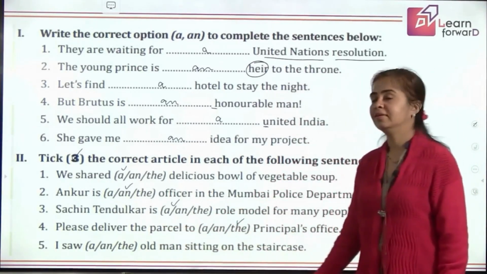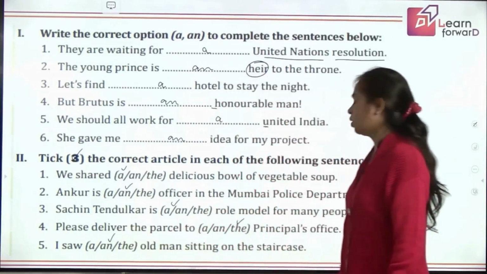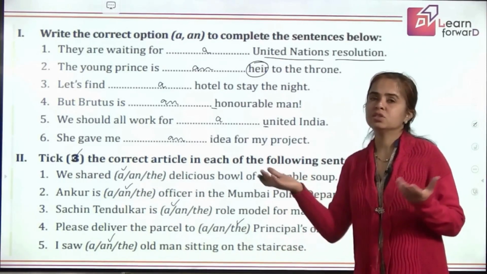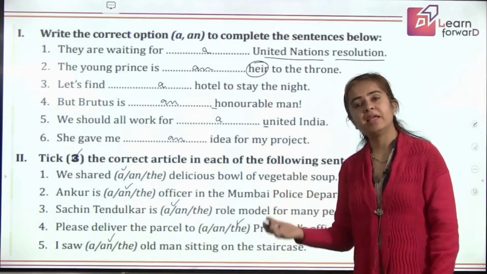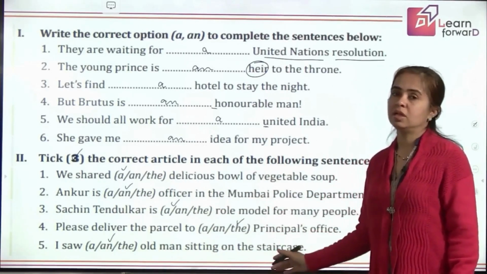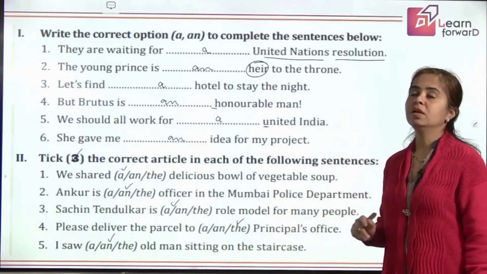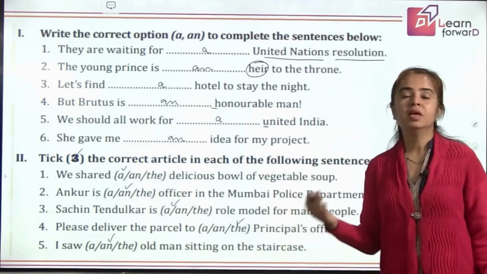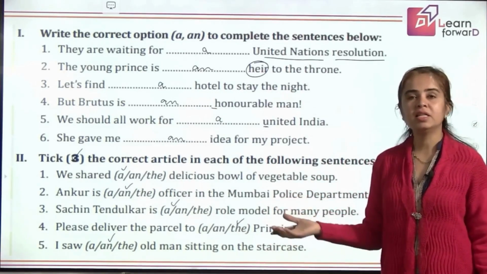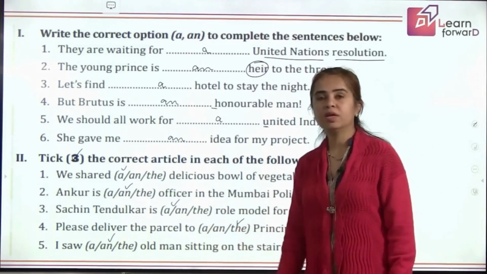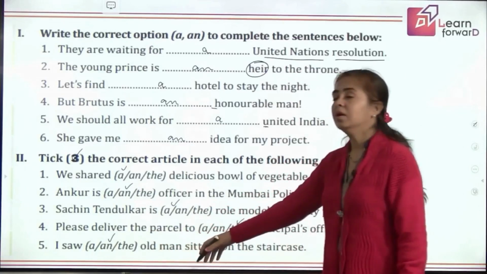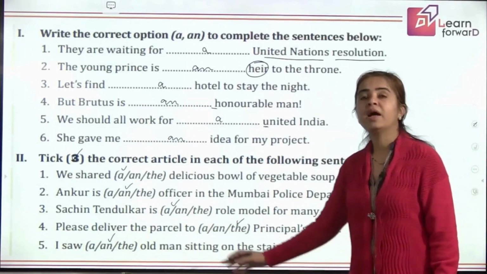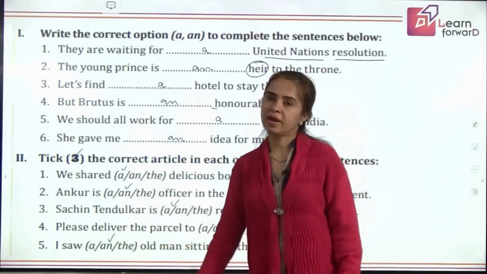I saw an old man sitting on the staircase. We are not referring to anyone in particular, we are just telling that I saw an old man sitting on the staircase. So it can be any old man. When you repeat something about the same old man, then you will use the word "the". You can say the old man was reading the newspaper. The old man was waiting for his son. Anything, but not in the first go. Okay? But if I say, I saw an old man who was waiting for his son. So, I saw the old man, right?